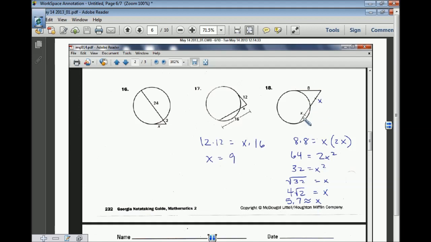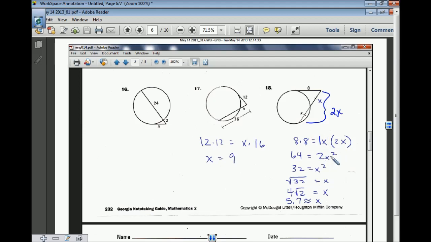Number 18, sure. These are marked equivalent. So if this is x, this is also x. So when I set this up, it's going to be outside times the whole, so 8 times 8 on that segment. And then this one is going to be outside, which is x, times the whole. Well, here's an x and here's an x, so the whole thing is 2x. So here we have x times 2x. Well, x times x is going to be x squared, and this is understood 1 here, so 1 times 2 is 2. So this becomes 2x squared.